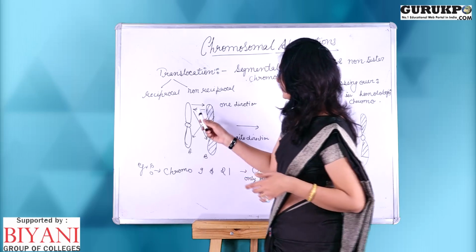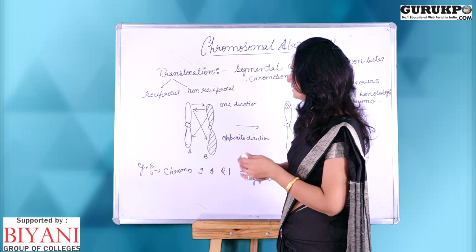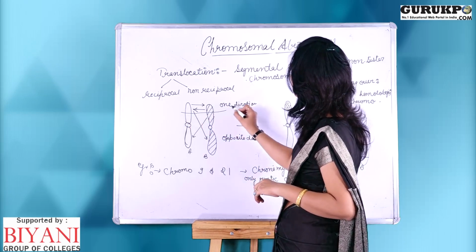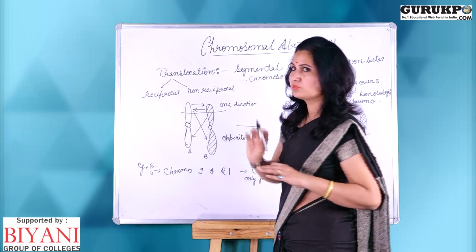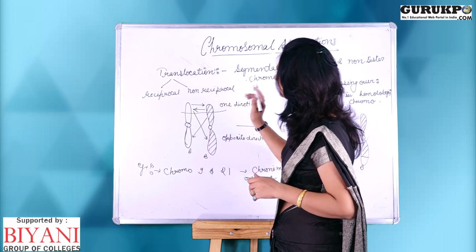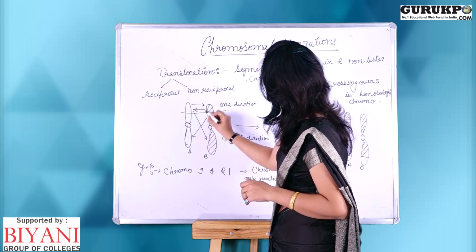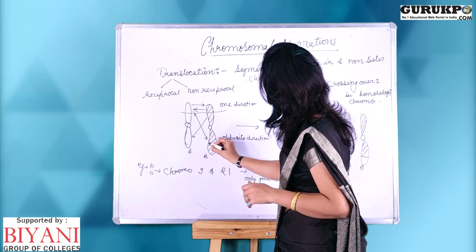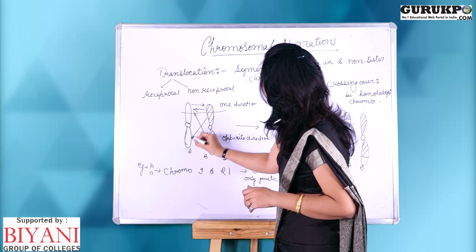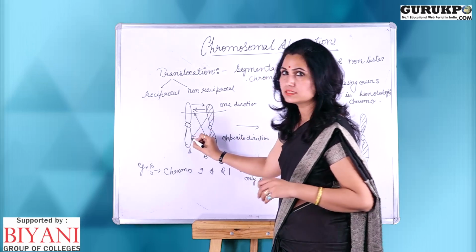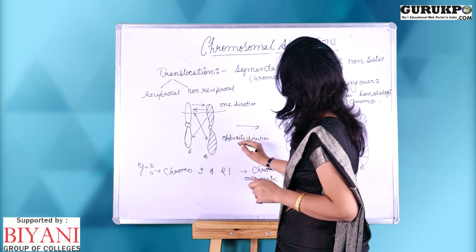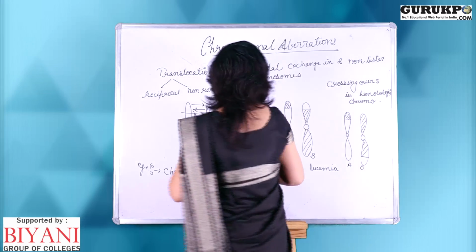If the segmental exchange is occurring in one direction, like in the upper arm, then it will be known as the non-reciprocal type of translocation. And if the translocations are occurring in the opposite direction, like the segment breaks down from here and attaches in this direction, and the segment breaks down from here and attaches in this direction, opposite direction, the segmental exchange is occurring, then it will be known as a reciprocal type of translocation.